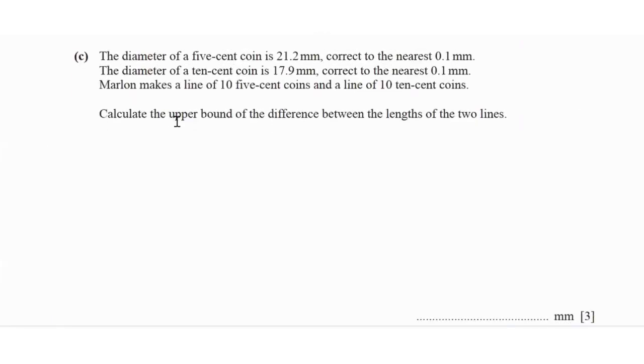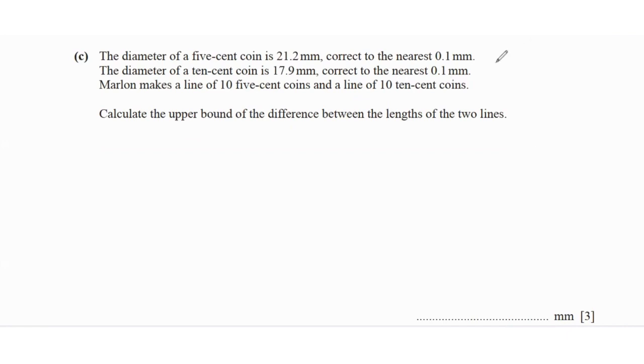Then part C says the diameter of a 5-cent coin is 21.2 millimeters, correct to the nearest 0.1 millimeter. The diameter of a 10-cent coin is 17.9 millimeters, correct to the nearest 0.1 millimeter. Martin makes a line of 10 5-cent coins and a line of 10 10-cent coins. Calculate the upper bound of the difference between the lengths of the two lines.